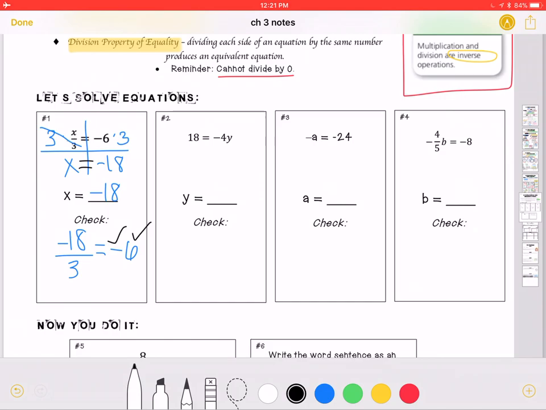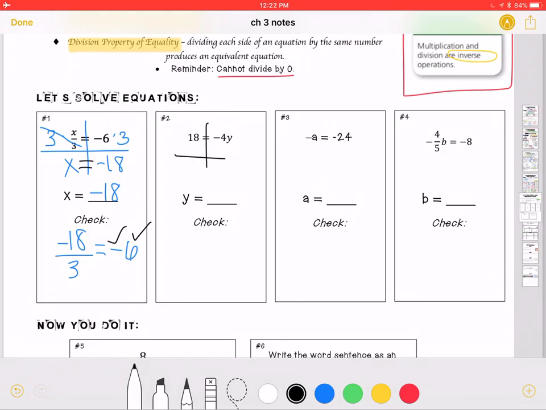Let's try number 2. Remember, you're always finding and looking for where the variable is first. So y right now is next to that negative 4. When they're next to each other like that, that operation is multiplication at the moment. So right now, your variable is being multiplied by negative 4. How am I going to get rid of multiplying by negative 4? I'm going to divide by negative 4 on both sides.